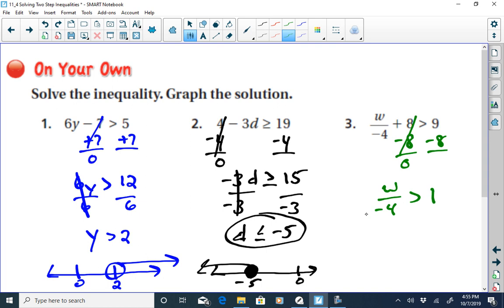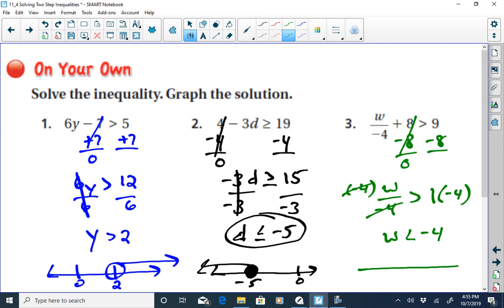I see that my variable is being divided by negative 4. To use the inverse operation, we'd have to multiply both sides of that inequality by negative 4. On the left side, negative 4 in the numerator is going to cancel negative 4 in the denominator. We're going to be left with W. But because I multiplied both sides of the inequality by a negative number, we have to reverse the inequality symbol. 1 times negative 4 is going to be negative 4.